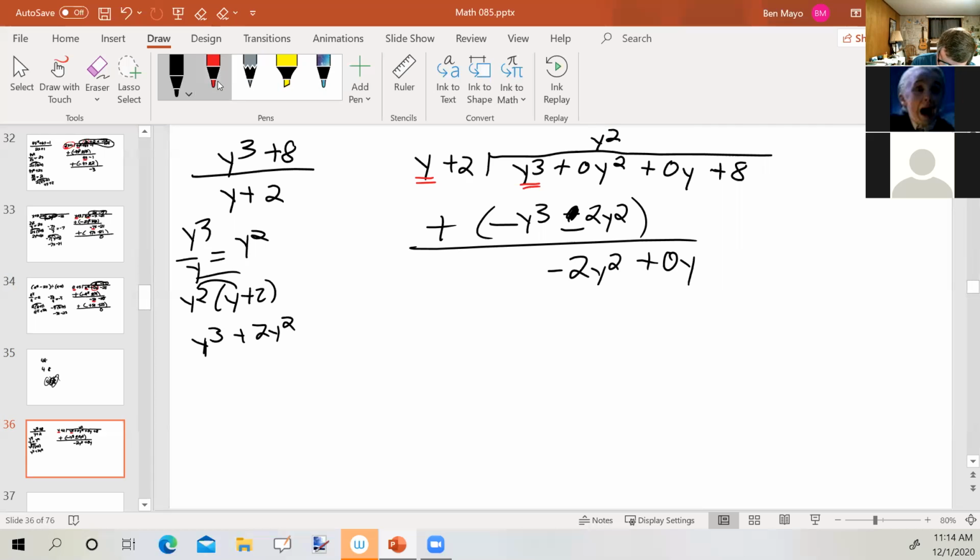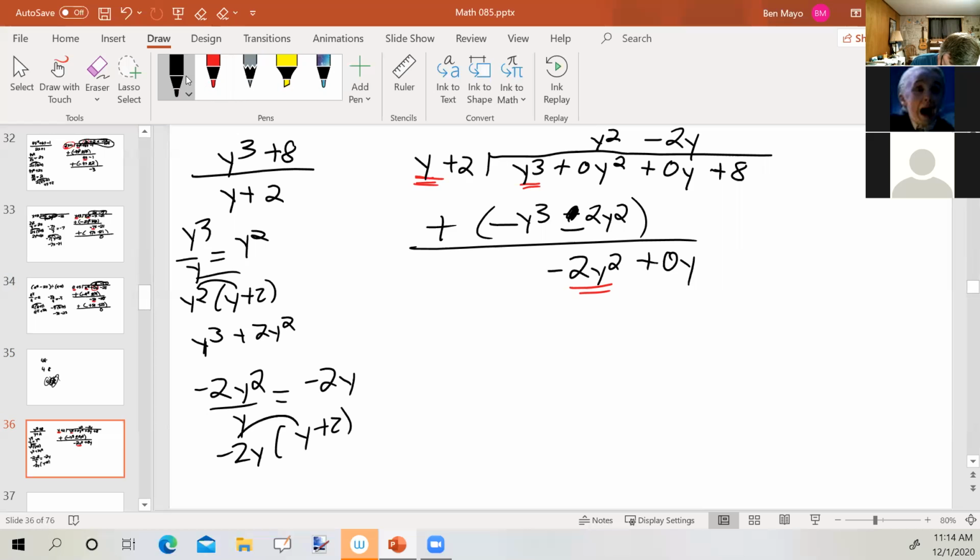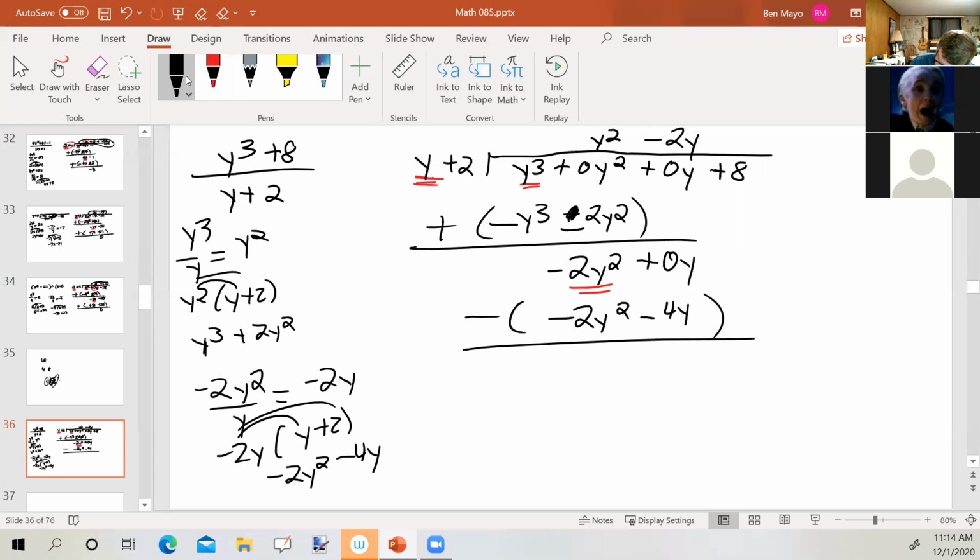Start over. We're going to focus on the leading term on the inside divided by the leading term on the outside. Negative 2y squared divided by y is negative 2y. So minus 2y goes up there. We take negative 2y times y plus 2: negative 2y squared minus 4y. We subtract that from what's up above, change it to addition of the opposite. I get 0y squared. 0y plus 4y is 4y. Bring down the next term.